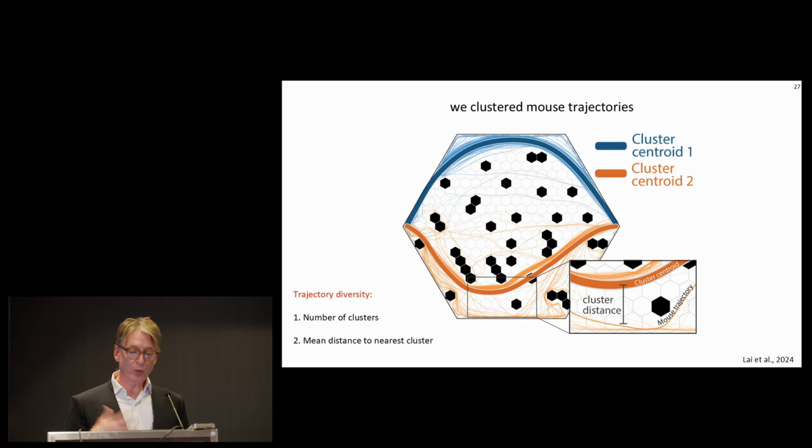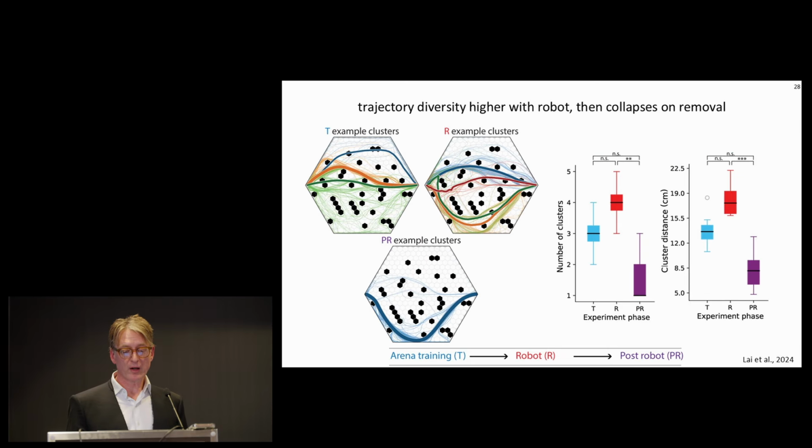So we clustered the mouse trajectories, and we looked at things like the number of clusters and the mean distance to the nearest cluster. And we see that the number of clusters goes up with the addition of the robot. Post-robot, it collapses, and the distance between any given trajectory and the nearest cluster goes up significantly as well with the addition of the robot, and it again collapses. So these are measures we're using as a proxy for the complexity of neural control of action.